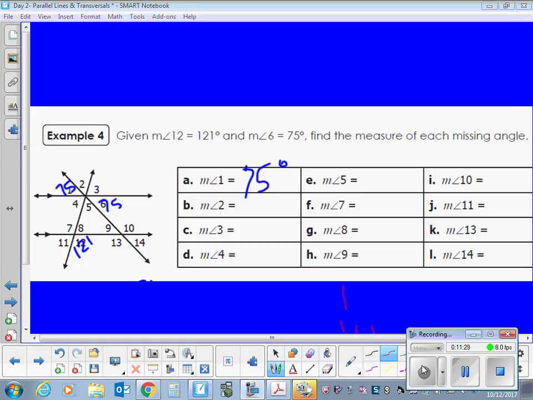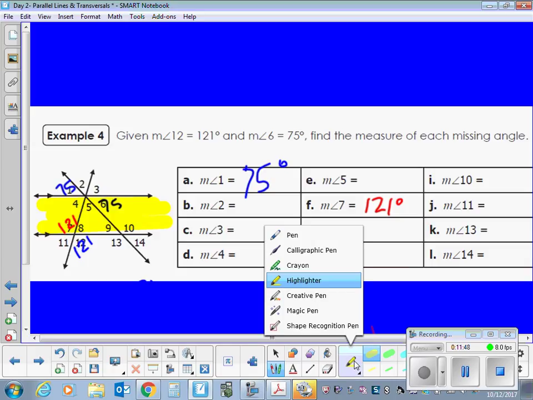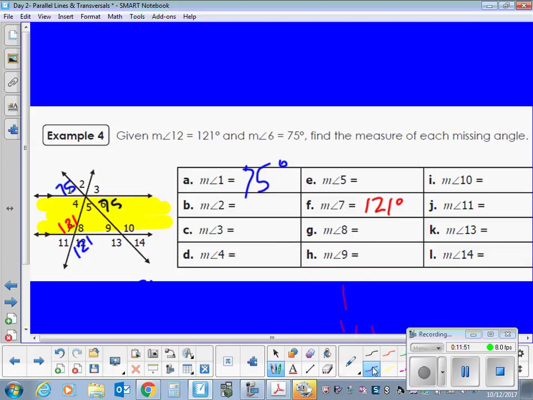I know that angle 7 has to be 121 because it's a vertical angle of 12. Correct? So you can go ahead and write 121 there. If I wanted to highlight my interior, I'm highlighting this, correct? So these angles here have to equal 180 because they are consecutive interior. So for angle measure 4, I'm doing 180 minus 121. What does that equal?